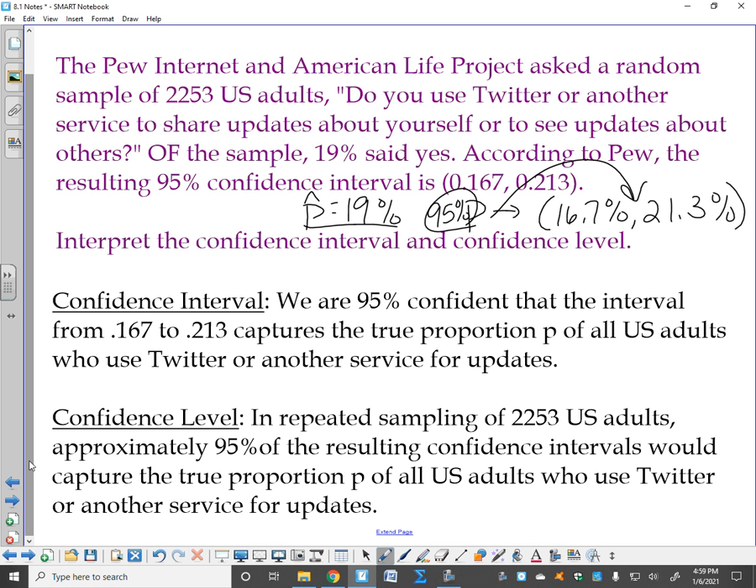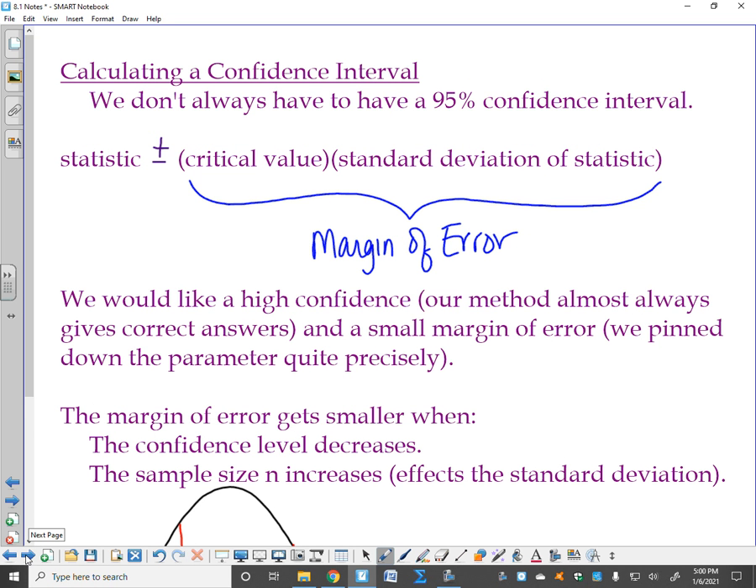In repeated sampling, have to do it a bunch, of 2,253 U.S. adults, same size, approximately, because I could be off a little bit, 95% of the resulting confidence intervals, all those intervals that I'm going to get after doing all those samples, will capture the true proportion of all U.S. adults who use Twitter or another service for updates. When you're doing your homework, use these two sentences to help make your rubber stamp of these interpretations. Rubber stamp, it's the same every time. You just change the numbers and a little bit of the interpretation.